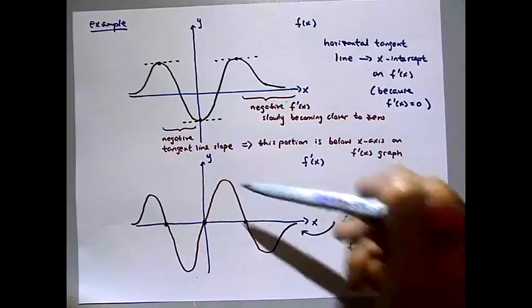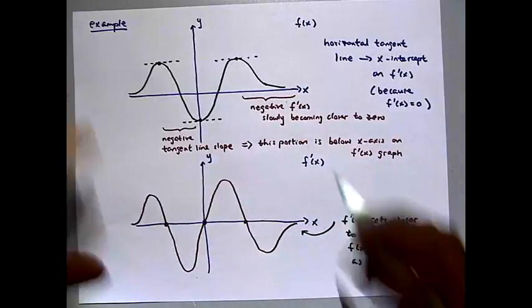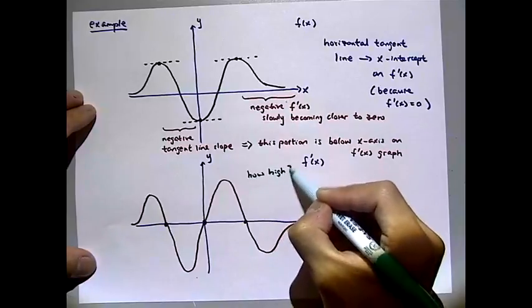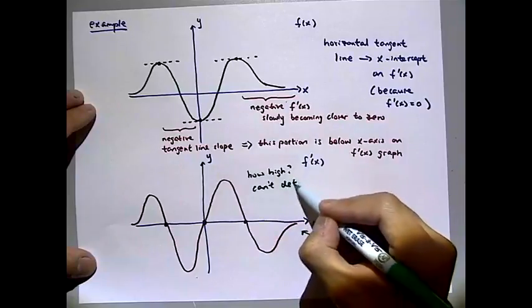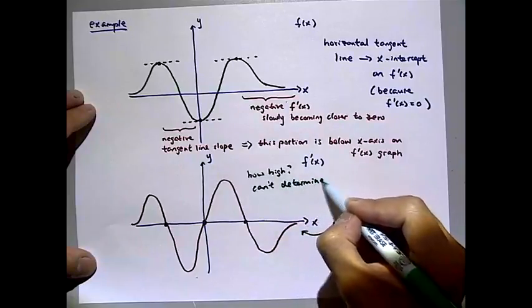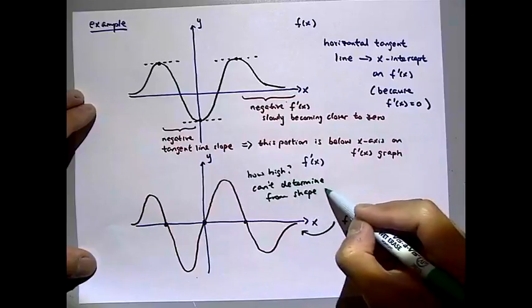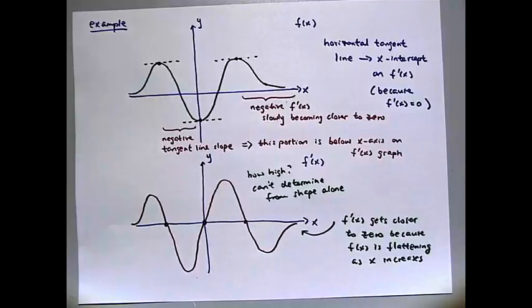And once again, how high and how low these things get, we don't know. So how high we can determine from shape alone. But we know all these twists and turns and all the x-intercepts are going to be right.